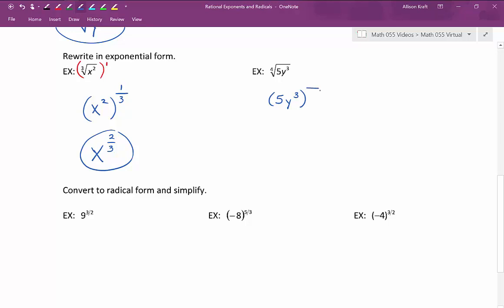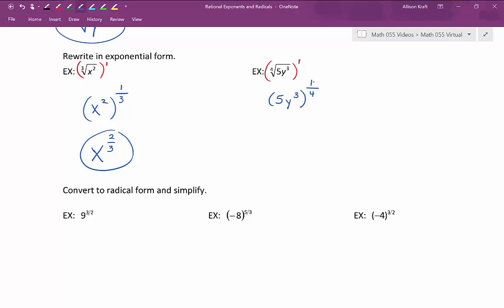The denominator of my rational exponent is going to be the same as my index, 4. And then I want to think about, well, what power is this whole thing being raised to? The first. So the numerator of our rational exponent is 1. We get 5y to the 1/4 power.